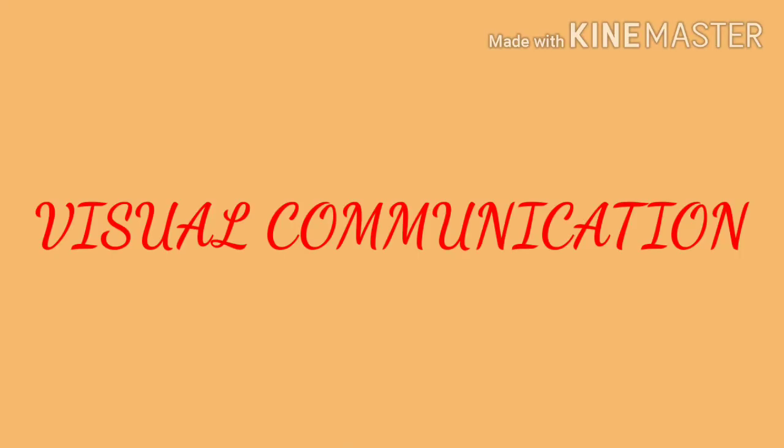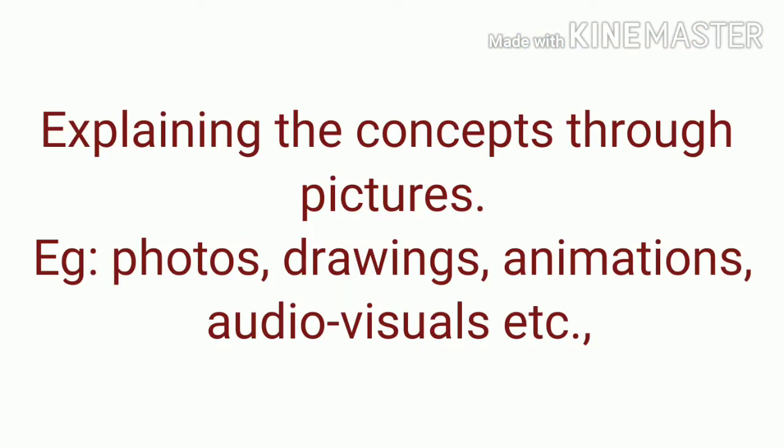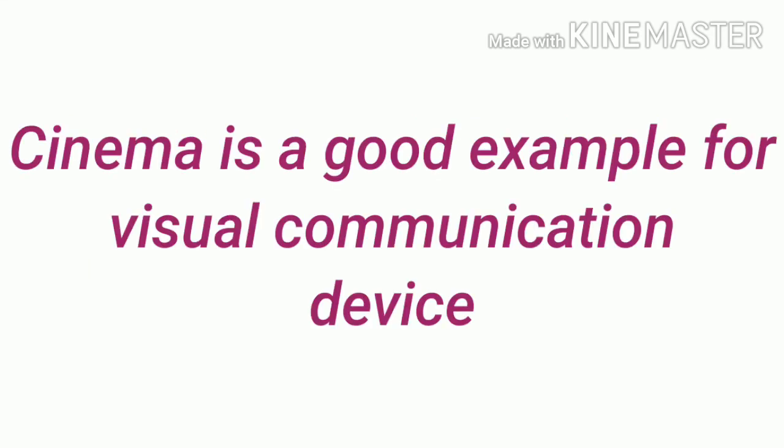The next concept is visual communication. What do you mean by visual communication? If we explain concepts through pictorial representations such as pictures, images, audio visuals, drawings, animations, these are used to create stories, concepts, etc. Those stories reach the audience easily. So cinema is a good example of visual communication. If we explain concepts through pictures with the help of a device, that kind of application is named as a visual communication device.